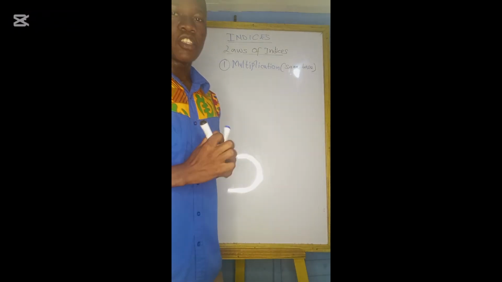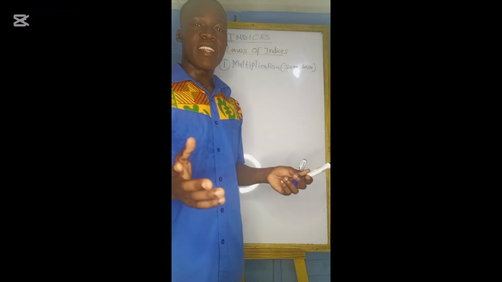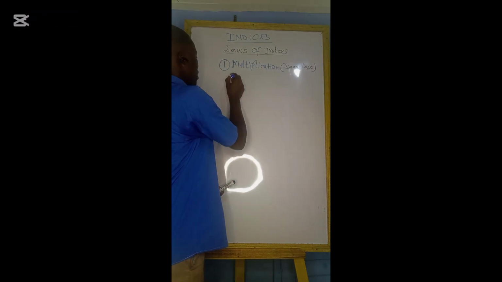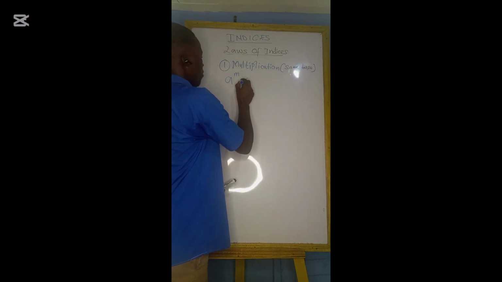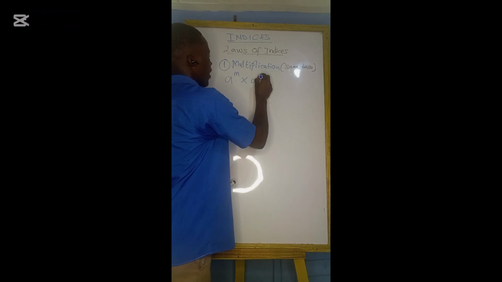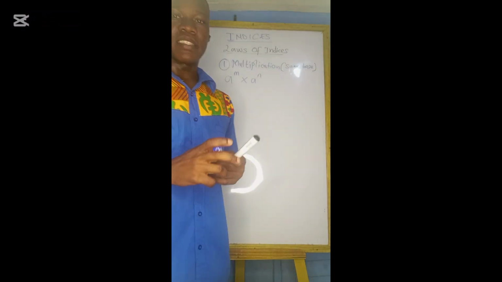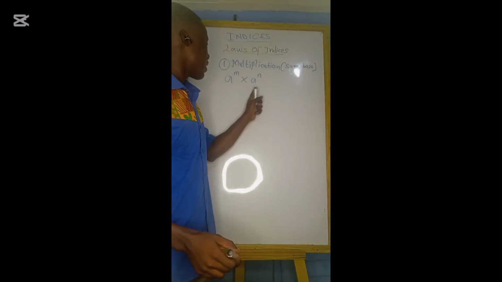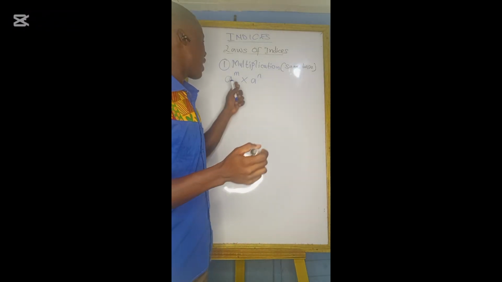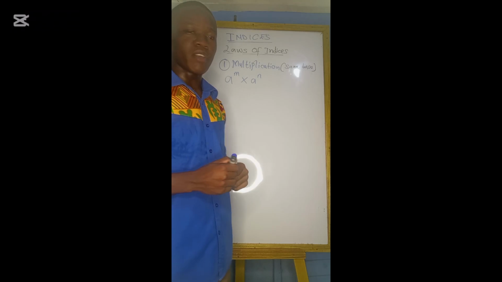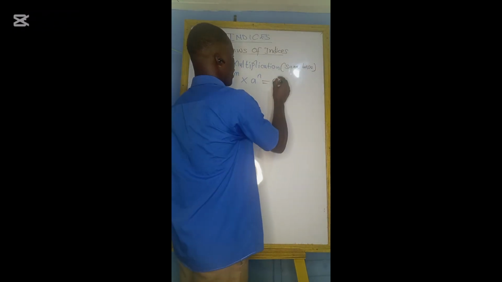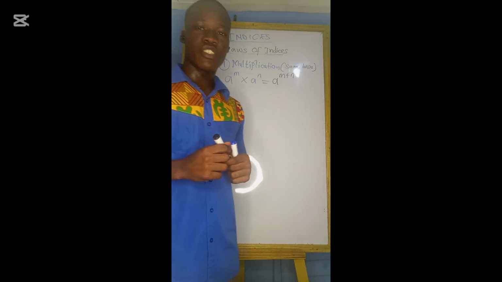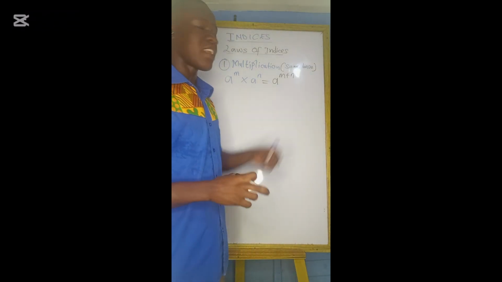Okay, same base. So what does this law say? The law says that when multiplying indices with the same base, you add the exponents. For example, a raised to the power m multiplied by a raised to the power n. You see that a here is the base and a here is the base, and they are the same. So we have to add the exponents, and that is what the law demands of us. So here we have a raised to the power m plus n. That's the first law of indices, under multiplication.